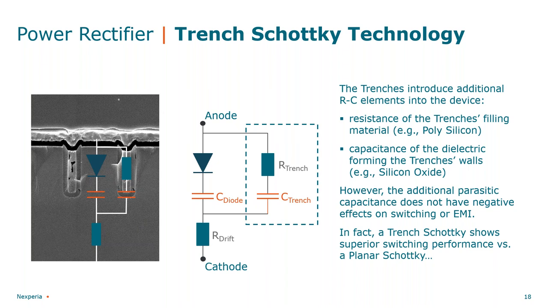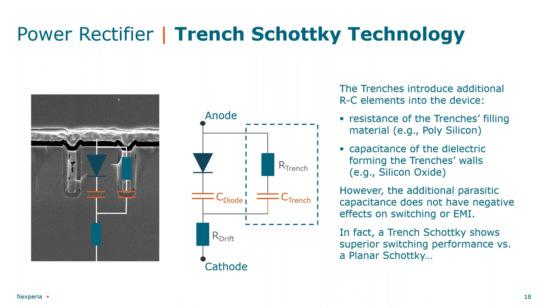You can draw an equivalent diagram for those kinds of structures. What you see in the middle, so you have the diode, you have the capacitance connected to the diode, you have the resistance connected to the drift. With the trenches, you add a parallel resistance for the trench and also a capacitance for the trench.